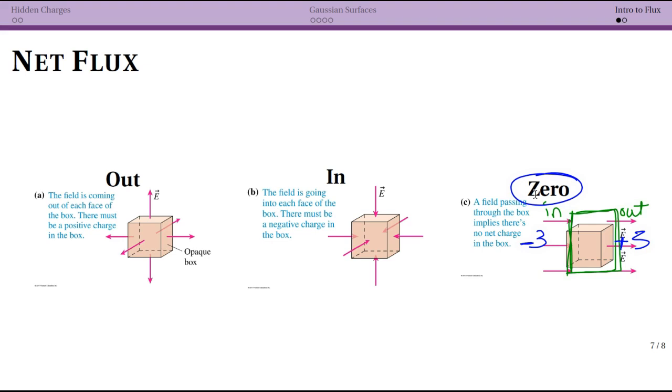So flux has to do with whether the field lines on our Gaussian surface are pointing out, pointing in, or do they kind of cancel out? And it gets more complicated in whether they cancel out completely, partially, and so on. So here they canceled out completely. So right now you can think about flux as just looking at the field lines and whether they are pointing inwards, outwards, or a mix, in which case we have to be a little more careful.